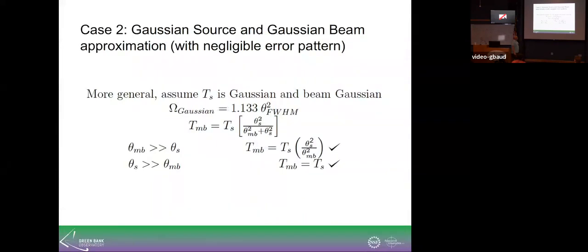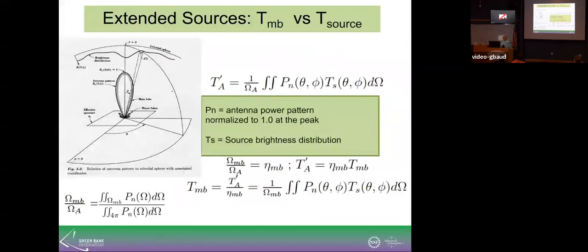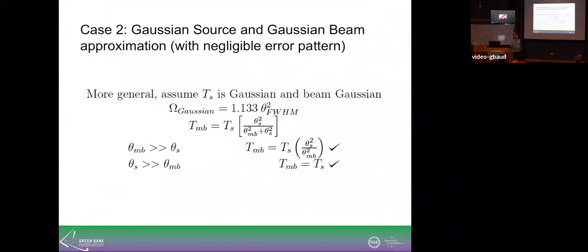There's another, more generalized case where you say the source is Gaussian and the beam is Gaussian. So Gaussian and Gaussian. You can do the math easily, basically analytically, and what comes out is this. Then if you look at the two extreme cases, let's say the source is much smaller than the beam, so that goes away. You recover that, and go to the opposite case, which we use a lot.